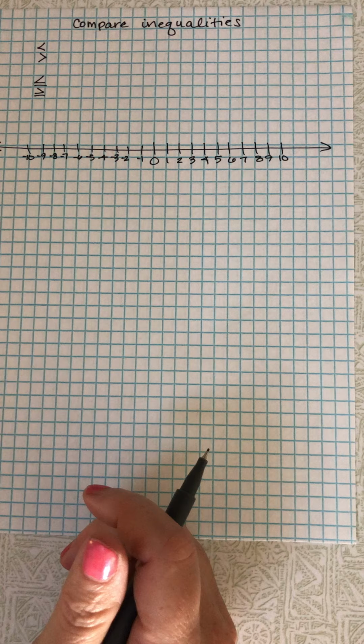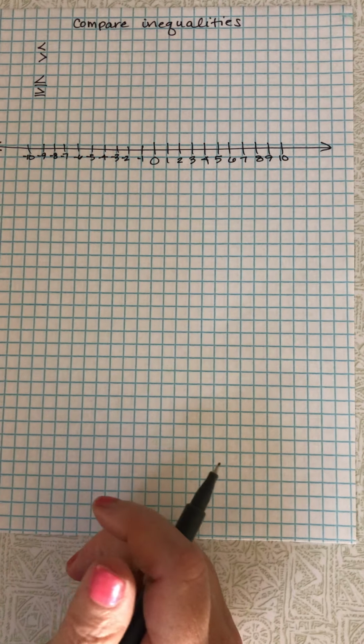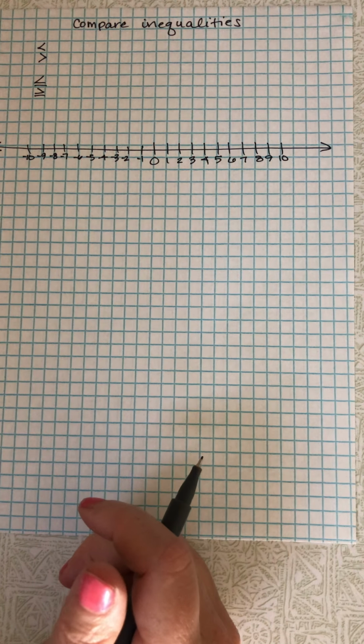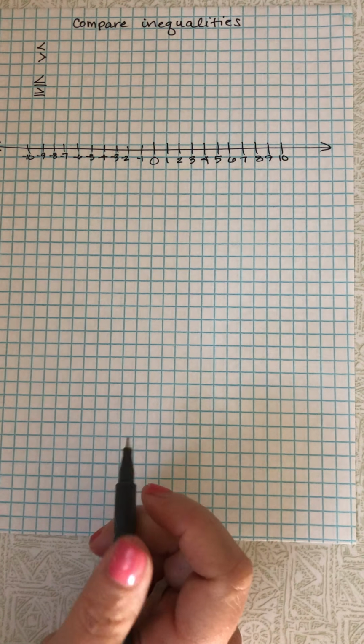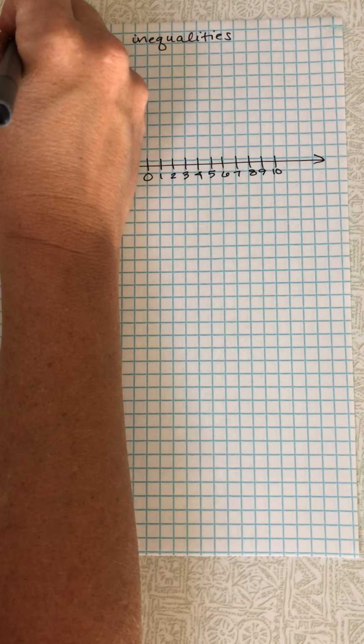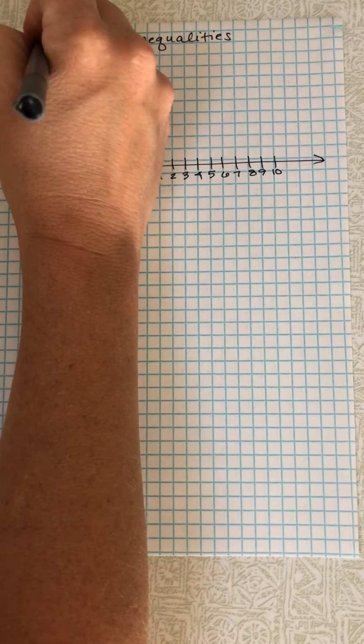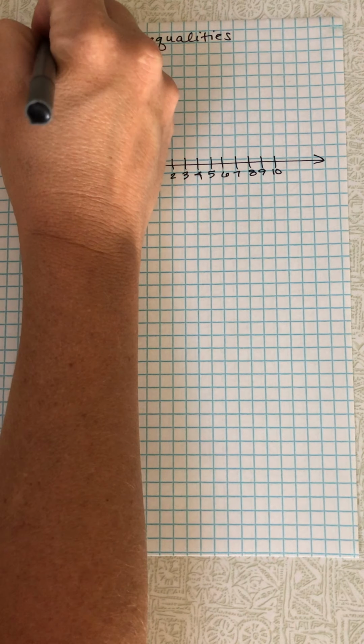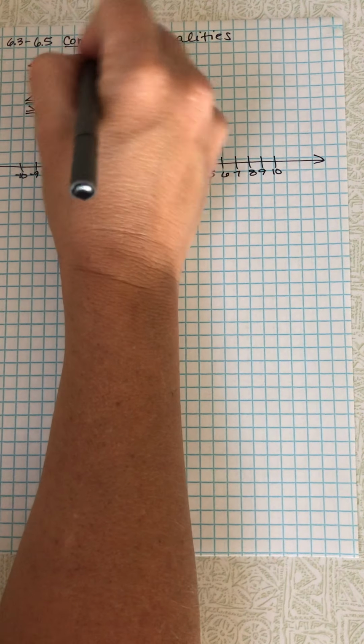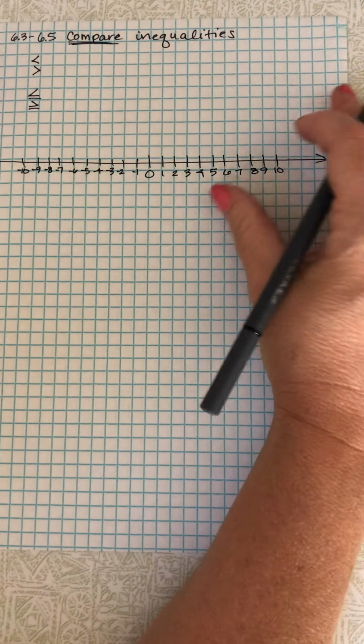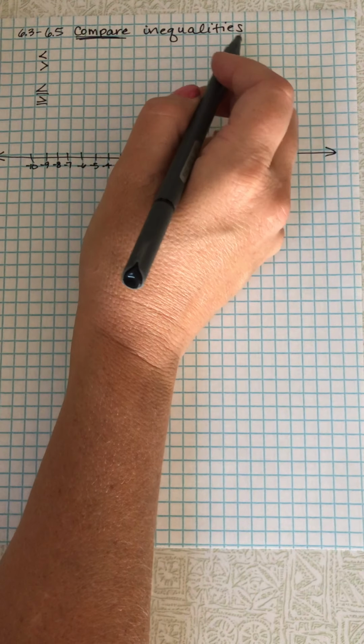Hi, sixth grade. We're going to continue moving on in chapter 6. We're going to take a look at the next several lessons, 6:3 through 6:5. And we're basically focusing on comparing our integers using inequalities.